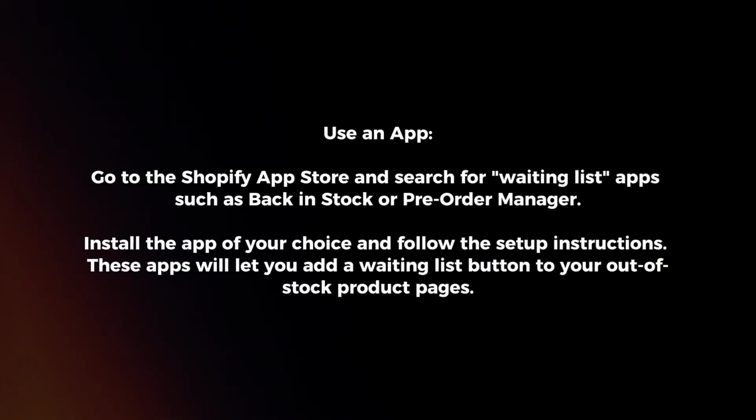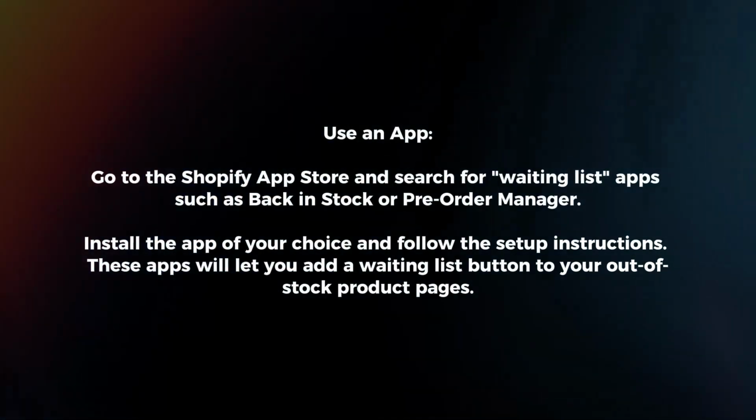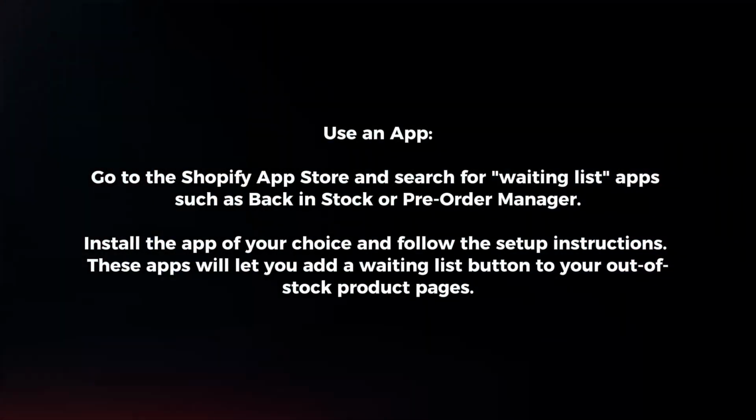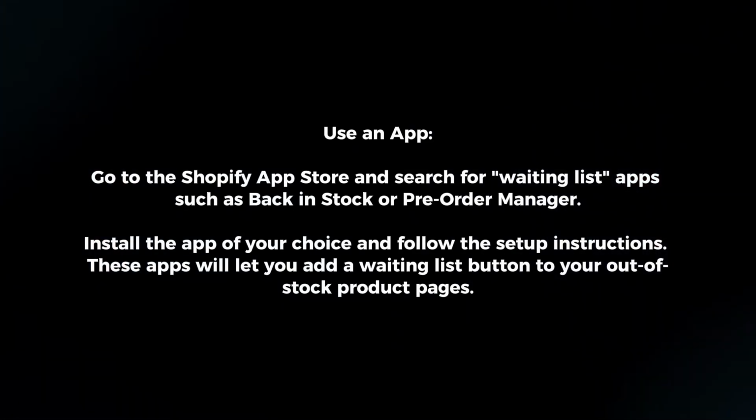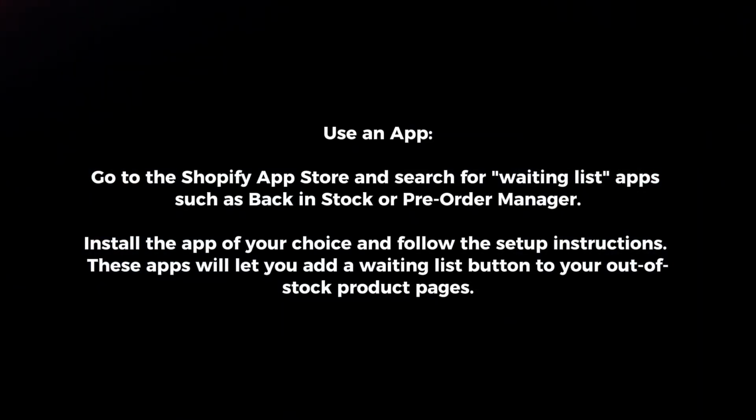Use an app. Go to the Shopify App Store and search for waiting list apps such as Back in Stock or Pre-Order Manager. Install the app of your choice and follow the setup instructions. These apps will let you add a waiting list button to your out-of-stock product pages.